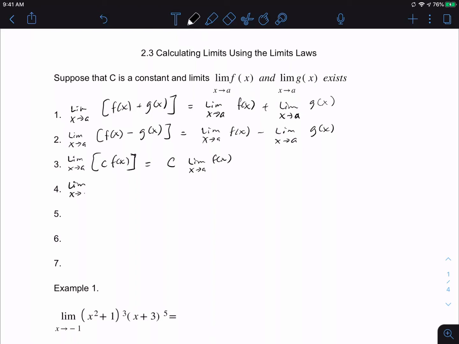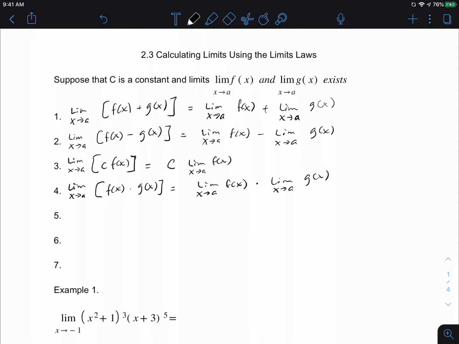The limit as x approaches a of the product of functions is equal to the product of the limits of the individual functions. I'm sure you guys are like, oh, this is tedious, but you'll find out that when we put all these rules together, it becomes rather cumbersome. So don't take them for granted. Please know these limits well, as it will be important.